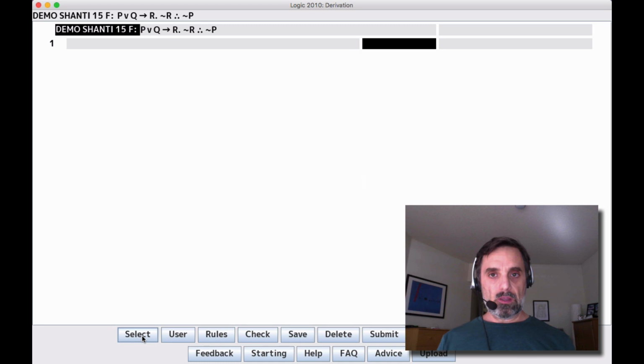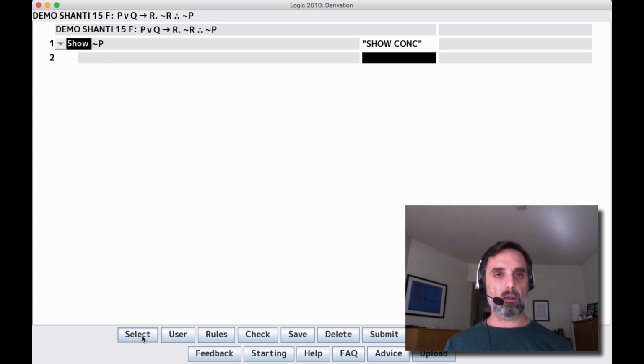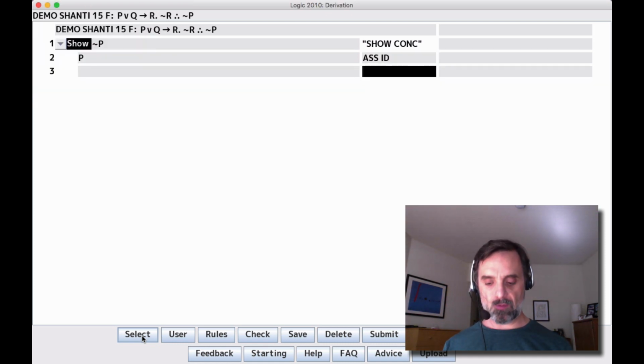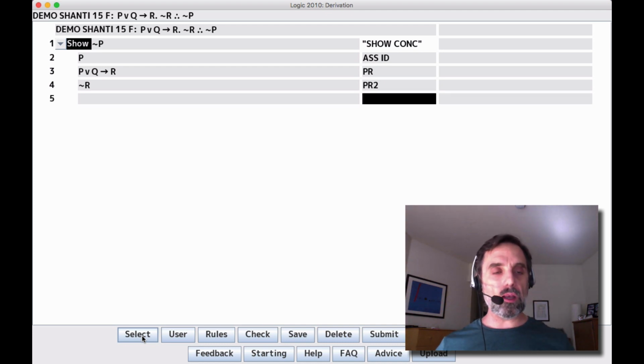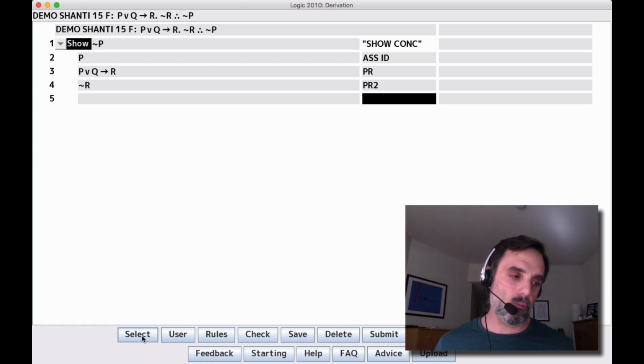And finally, we'll look at this problem. Okay. We want to make an assumption. Can't do a conditional assumption, so it's an indirect assumption. Good. Let's put in our premises. Okay, now, so line 3 is the line we really care about.